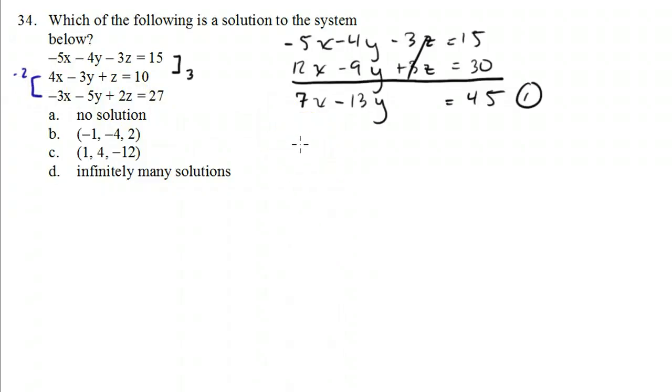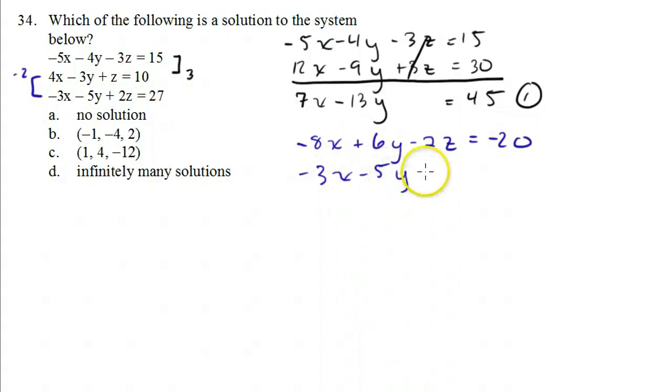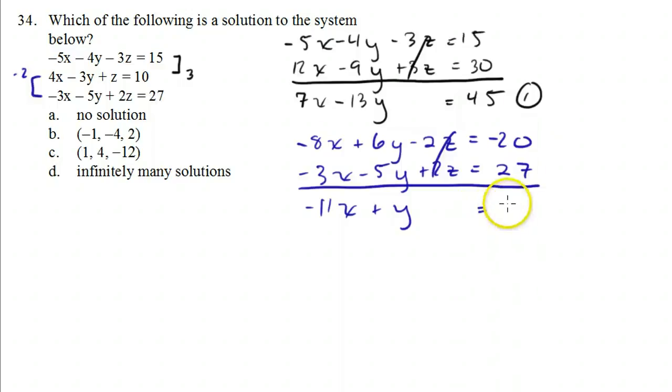So multiplying that out, I get negative 8x plus 6y minus 2z is equal to negative 20. And then if I recopy, I see that my z's cancel out again. And here I get negative 11x plus y is equal to 7. So now I'm going to put equation 1 and 2 together and eliminate another variable until it's down to 1.